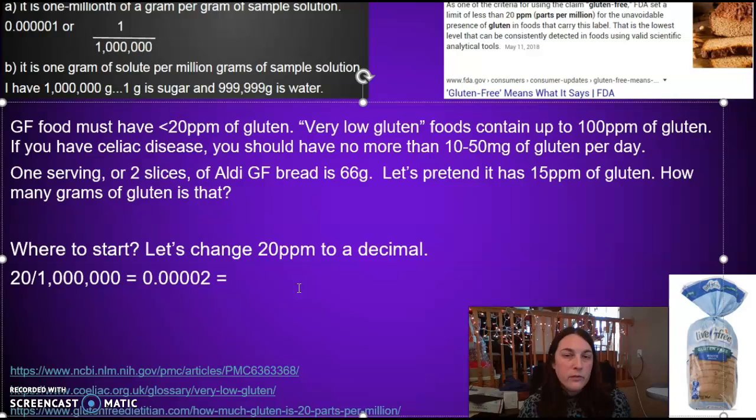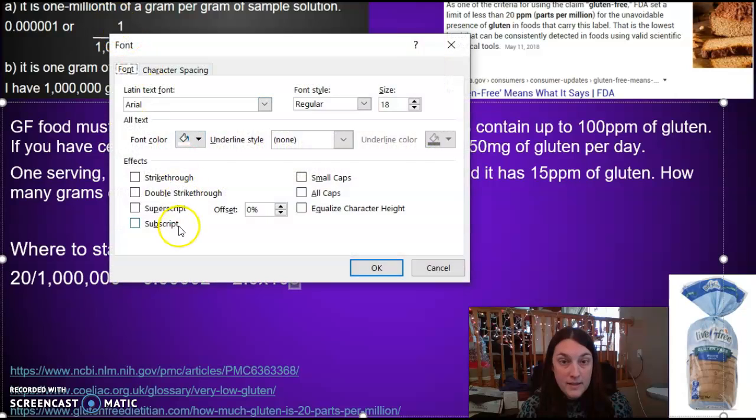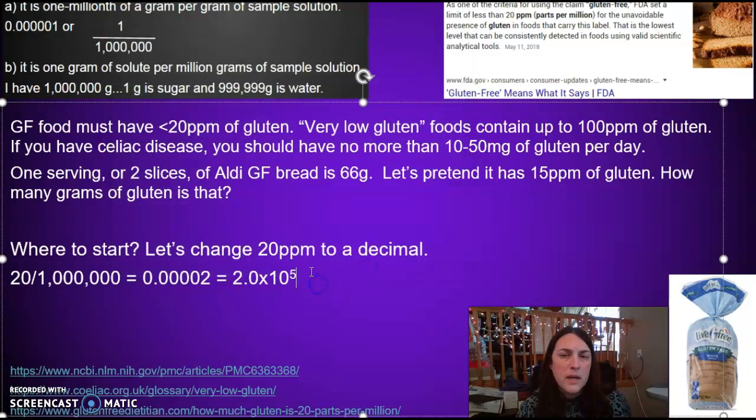Okay, how many numbers can you have in front of the decimal for scientific notation? Just the 1. And then we have to do times 10 to the, how many places did we move the decimal? 1, 2, 3, 4, 5. Okay, so it has to be times 10 to the 5th power, but ooh, not quite the 5th. It has to be to the what? Negative 5th, because it is less than 1. So crazy small. All right, so we changed our 20 parts per million into a decimal.